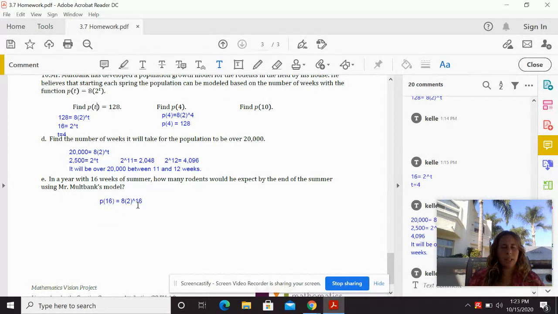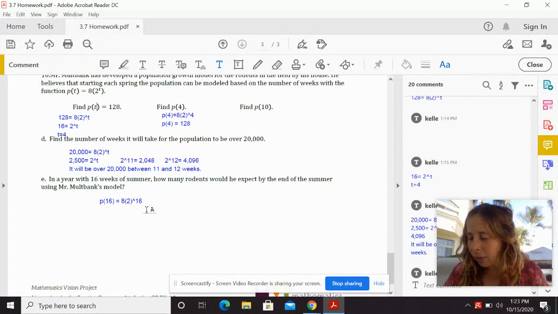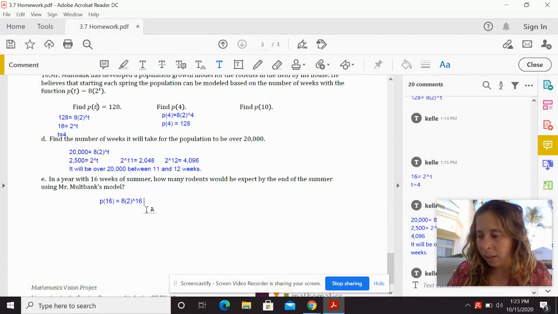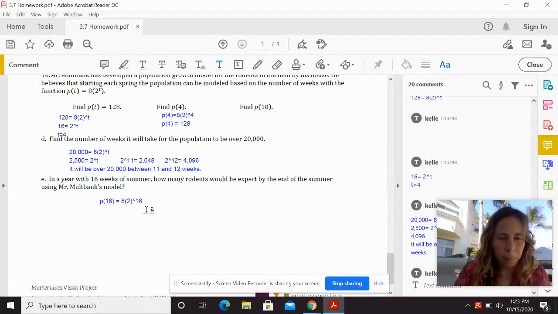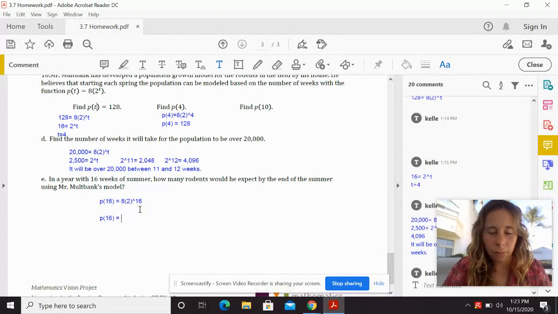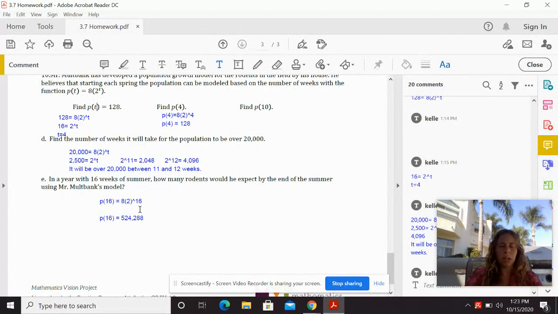All right, so then 2 to the 16th power is, I guess we're almost there, hold on. That's to the 12th power, 13, 14, 15, 16. So 2 to the 16th power is 65,536. And then we're going to multiply that by 8. Yep, good. And that is P of 16 equals 524,288. 524,288 rodents.